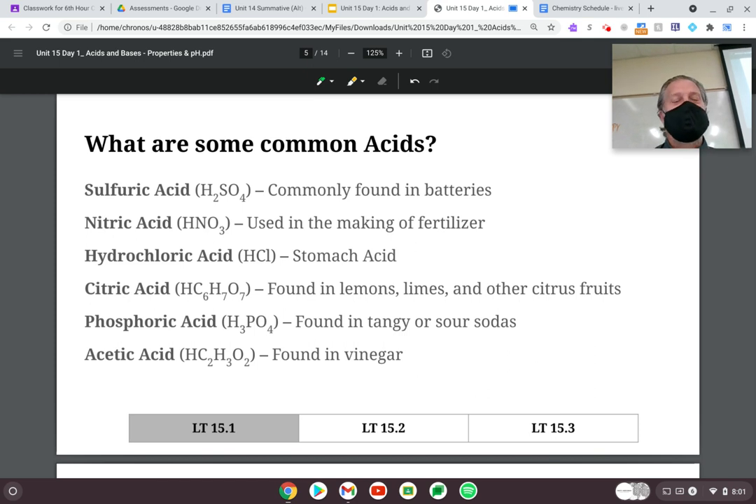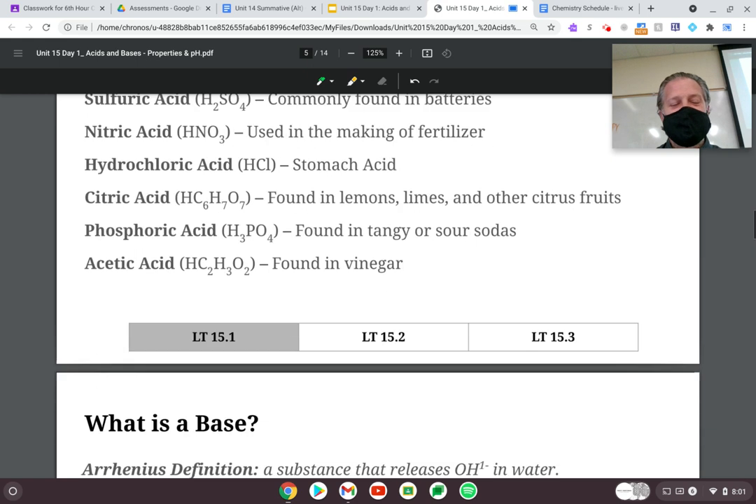It's also found in some cleaners. Citric acid is found in your lemons, limes, and other citrus fruits. Phosphoric acids are found in tangy and/or sour sodas, like I said before, and acetic acid tends to be found in vinegar. So those are some common acids. Those are not all of the acids. There's lots of acids out there, but those are some common ones.